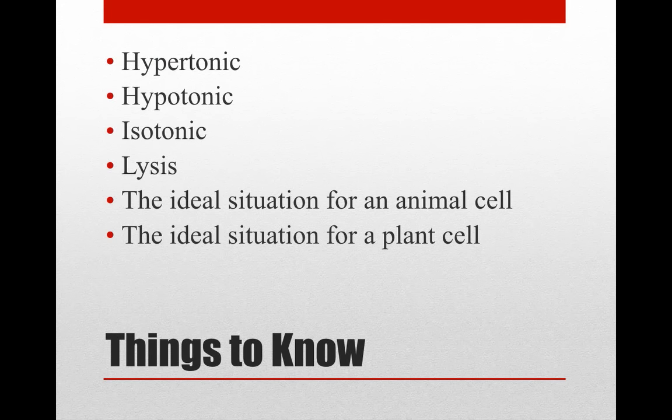Okay, so we're going to talk about Unit 5, and this is our second set of notes, so 5.2. We're going to be talking about osmosis. So, some of the things that you're going to know by the end of these notes are the words hypertonic, hypotonic, isotonic, lysis, what the ideal situation for an animal cell is, and the ideal situation for a plant cell.